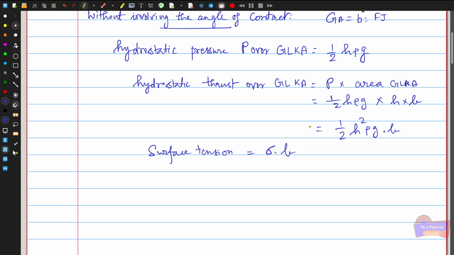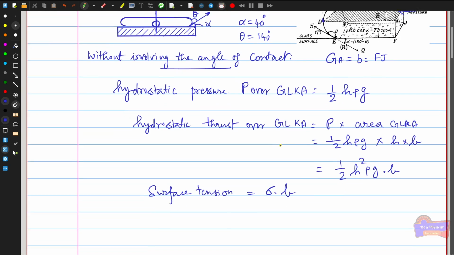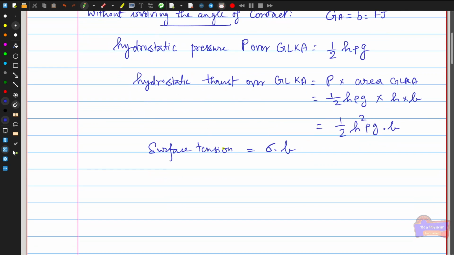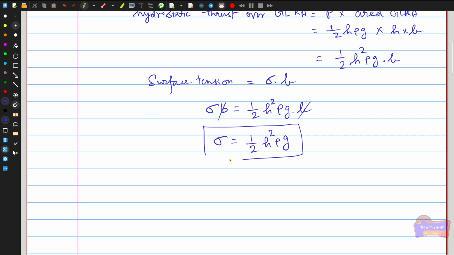Since these two forces are in opposite directions and equal in magnitude, I can equate the hydrostatic thrust and the surface tension force, so that sigma b equals half h squared rho g into b. From this equation, b and b get cancelled, so that sigma is equal to half into h squared rho into g. Therefore, the surface tension of this liquid can be determined.